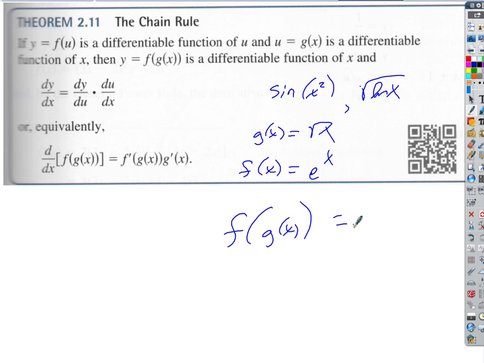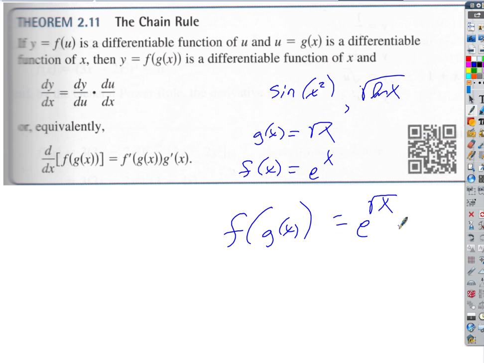f of hand is e to the hand, right? Everybody see that? So if f of hand is e to the hand, I'm getting e to the hand, but the hand is actually g of x, which is a square root of x. Right? See how that works? So if I've got a composition of functions like that, here's how we differentiate it.